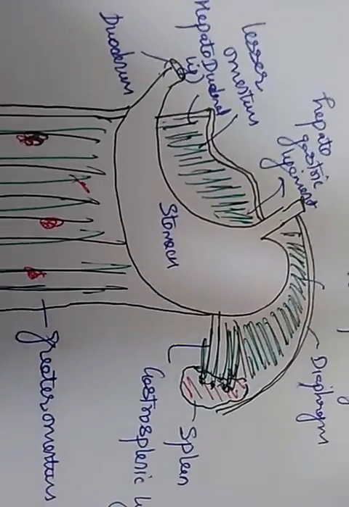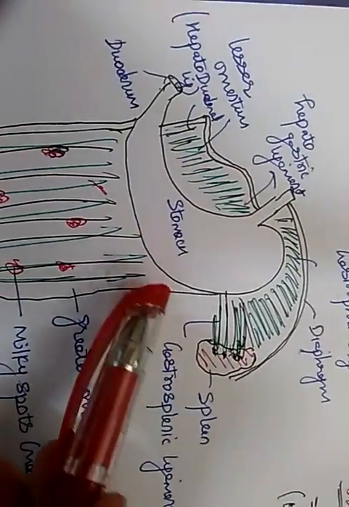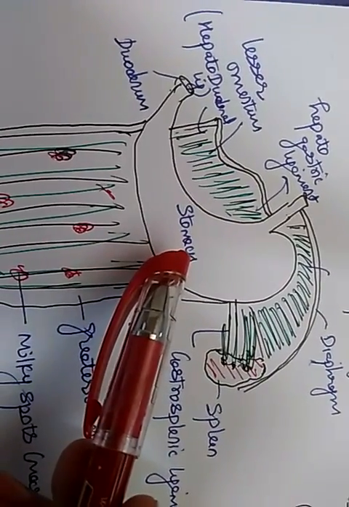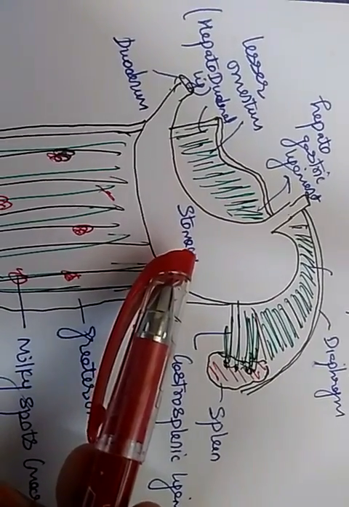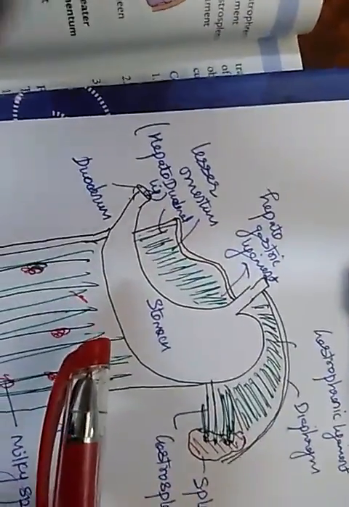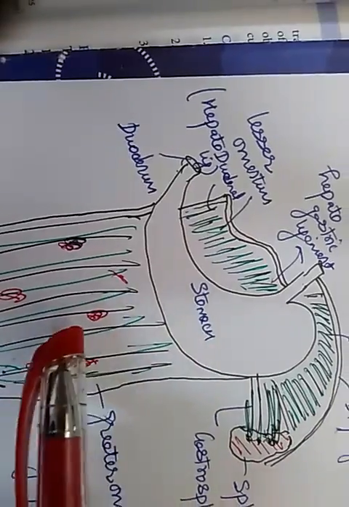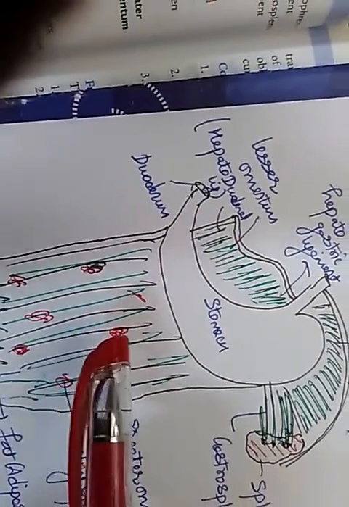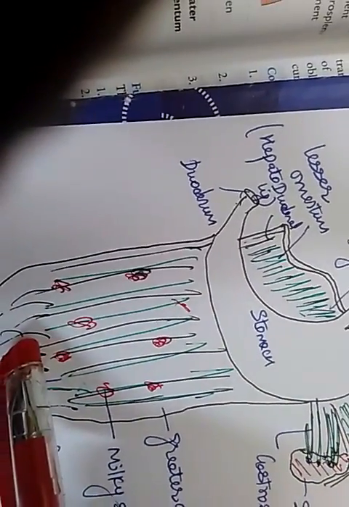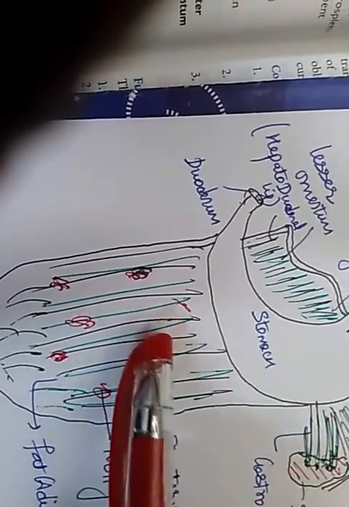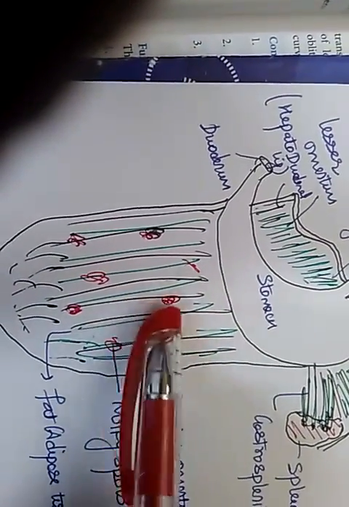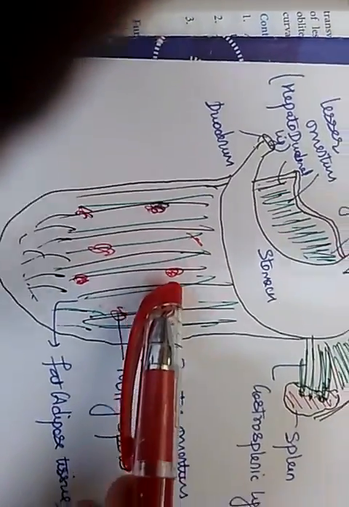Okay, now see the greater omentum of stomach. Omentum means apron. So the greater omentum is a thick fold of peritoneum which descends or hangs down from the greater curvature of stomach and the adjacent part of duodenum, like an apron, and covers the intestinal loop to a variable extent. So this is the greater omentum. This is like an apron.